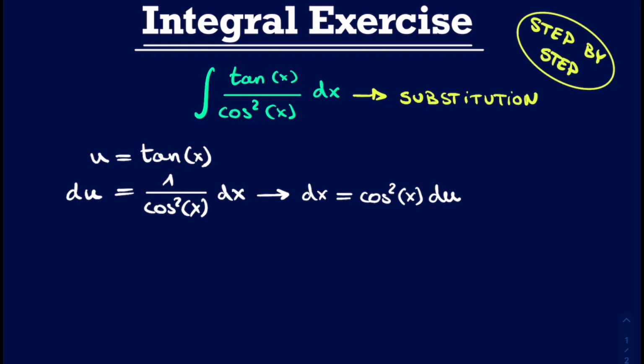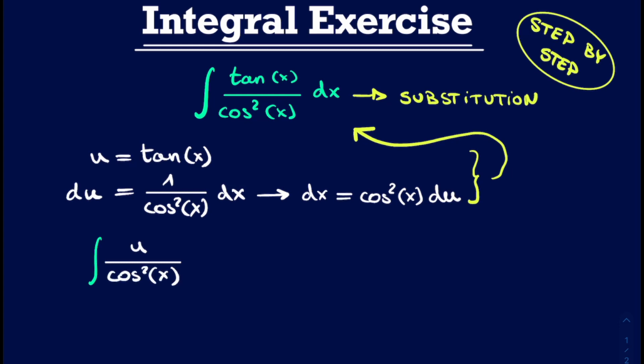Now this method wouldn't be called the substitution method if we would not use these two results and substitute them back into our original integral. So what do we get then? We get the integral of, in the numerator we had the tangent of x, which is now just u, so we have u, and we divide this by the cosine squared of x. But we don't really know yet how to rewrite the cosine squared of x as a function of u. So we just don't worry about this now and we copy it.